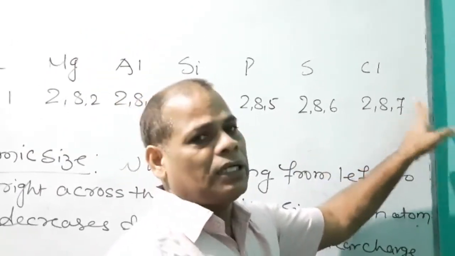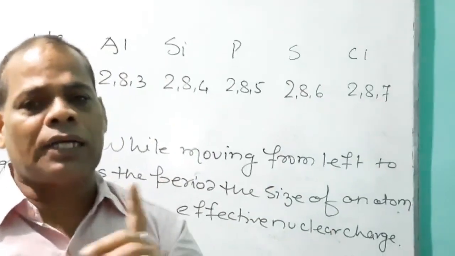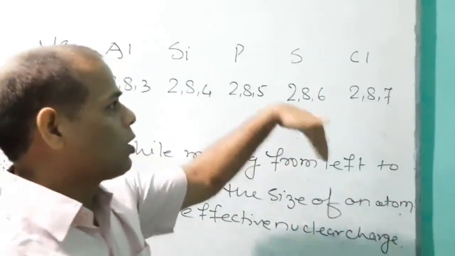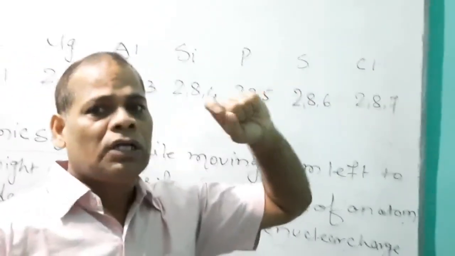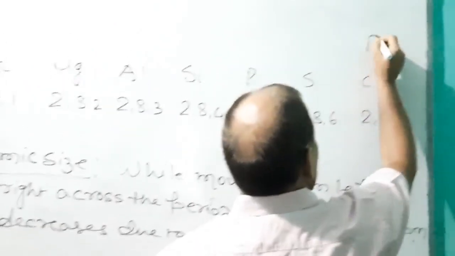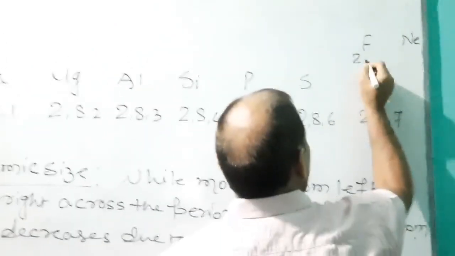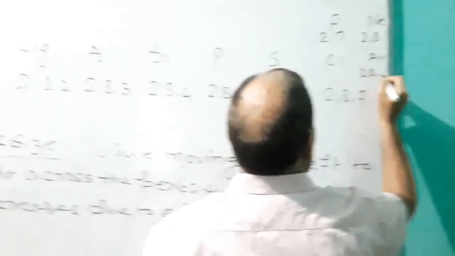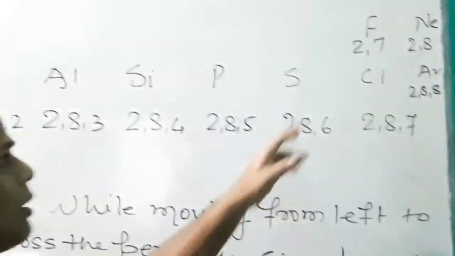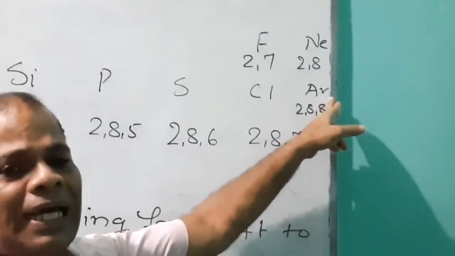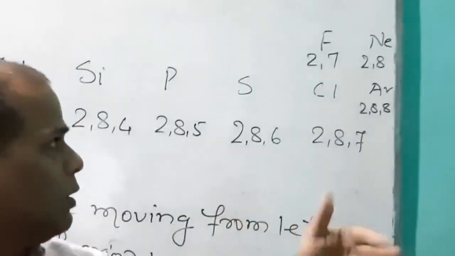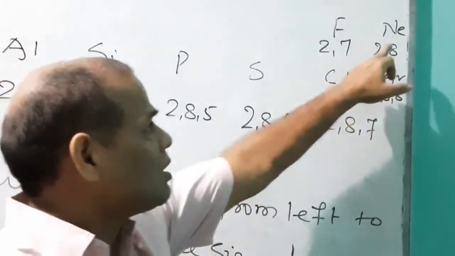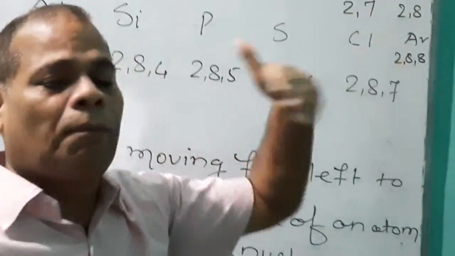Suppose here is argon. After chlorine there is argon. So argon has a larger size as compared to chlorine. Or above it, here will be fluorine, and here will be neon. Argon has a bigger size as compared to chlorine. Neon has a bigger size as compared to fluorine.